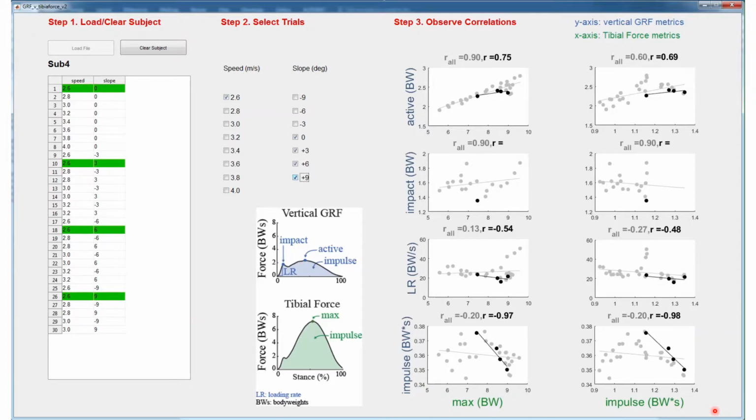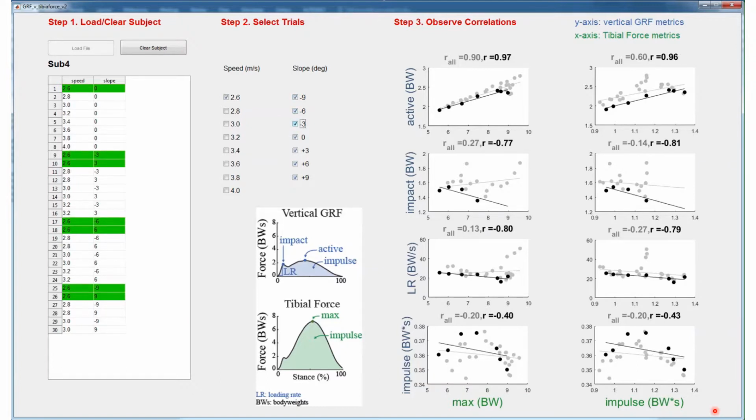Highlighting conditions across his entire run, it would be difficult to use the ground reaction force impulse to understand tibial force, because a given ground reaction force impulse may correspond to about 6 body weights of max tibial force or 9 body weights of max tibial force.